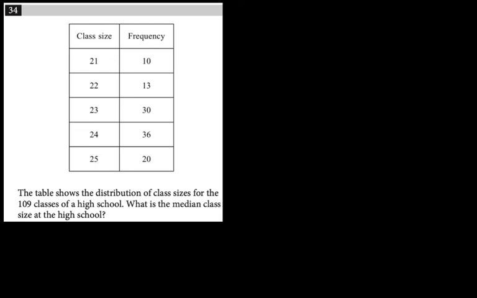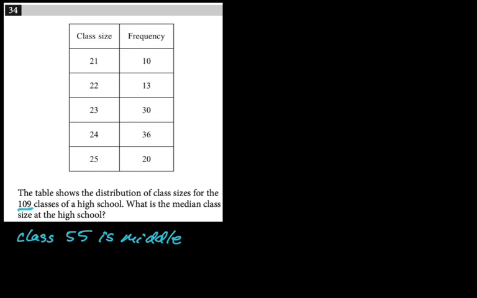Median class size at the high school. All right, so if you have 109 classes, think about that. You can break that into 3 buckets, right? There's stuff below the median, stuff above the median, and the median. If you have 109, that means 108 of them will be on either side, which means there's 54 classes on either side of the median. And then class number 55 is the exact middle, so it is the median. So I just need to know where class number 55 is going to fall.